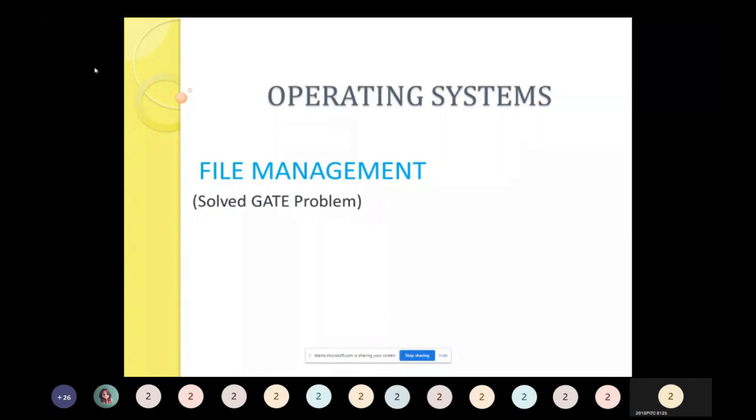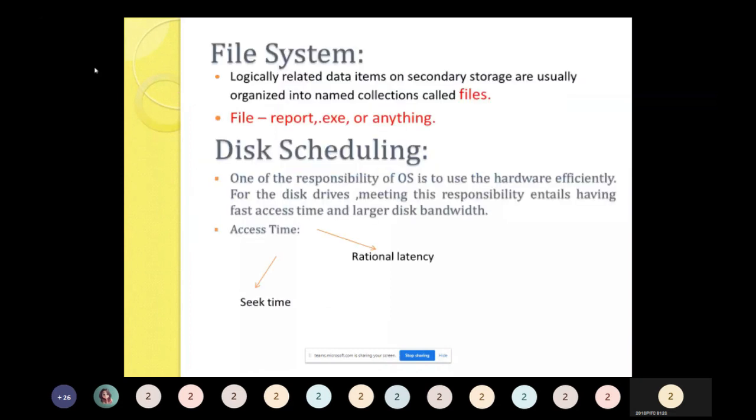Good morning, students. Today we are going to see the topic file management from the OS subject. Here we're going to solve some basic and very frequent questions which are asked from file management. Before entering the file management questions, we have to understand some terms and some concepts about file management. So first, what is a file?